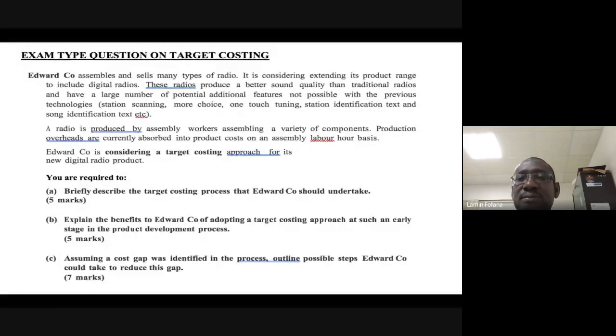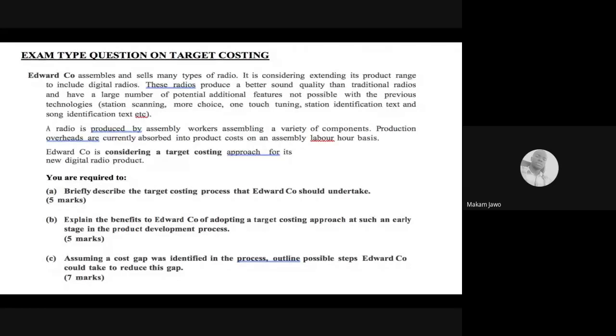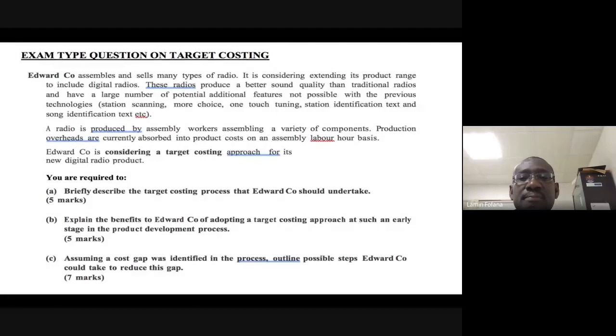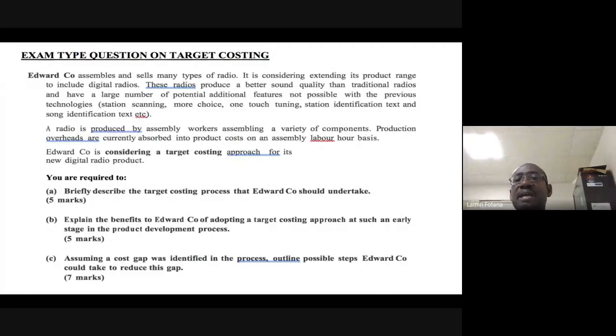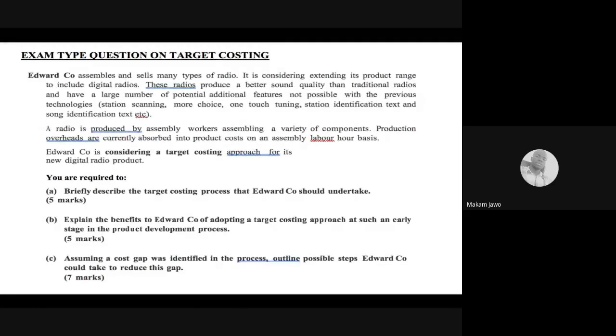Makam, are you with us? Yeah, give me one benefit of target costing that Edwards Company Limited can enjoy. Makam is here. One I will give is that it will minimize the risk of making a loss in a product. Good one. It will minimize the risk of making a loss in a product. Why? Why will that happen?